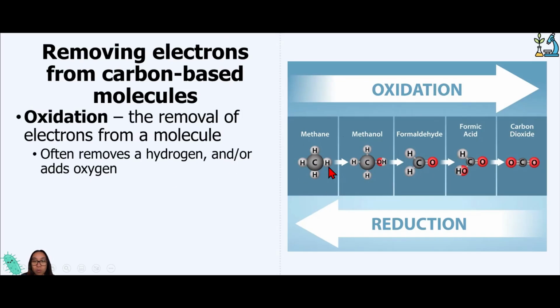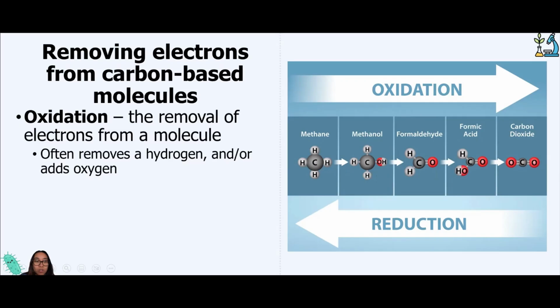So here in this diagram, we've got methane, which is just a very simple carbon-based molecule. So it's got one carbon and four hydrogens. And we can oxidize it to methanol, and that basically just adds an oxygen. We can oxidize it further to formaldehyde, etc. Again, you don't have to memorize this, but this is just an example of us oxidizing a molecule over and over again. In this process, we are removing electrons.